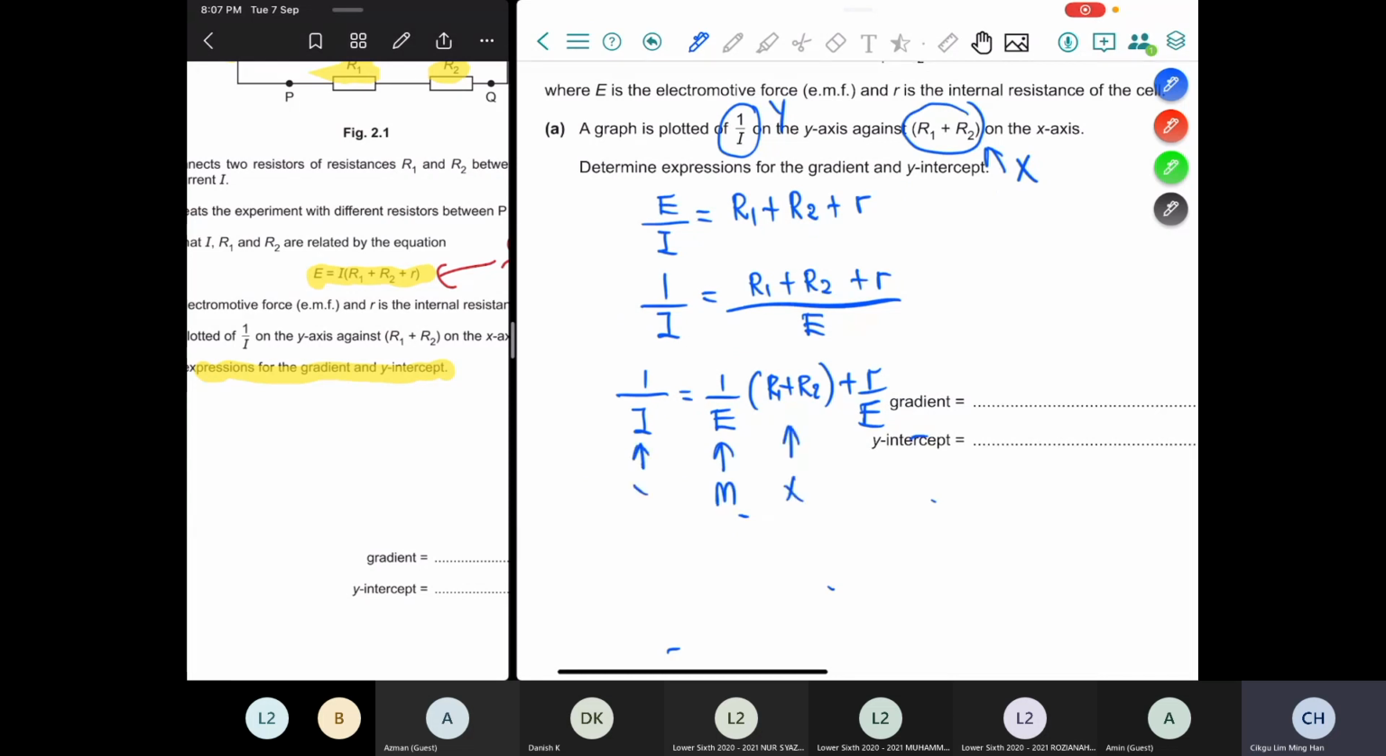This is my y-axis. y equals mx plus c. So my gradient will be 1 over E. Correct me if I'm wrong. So this one will be my y-intercept, r over E.